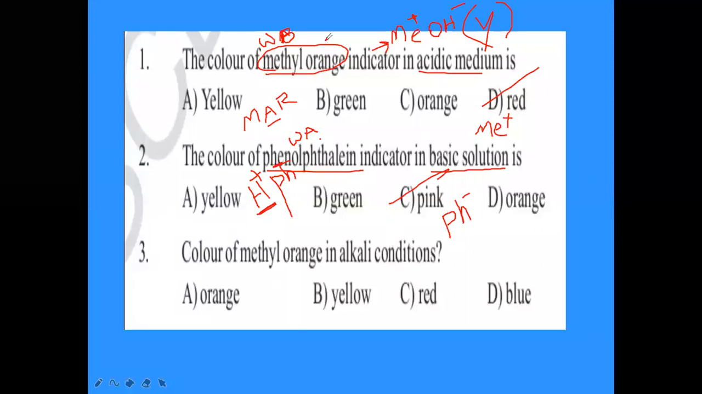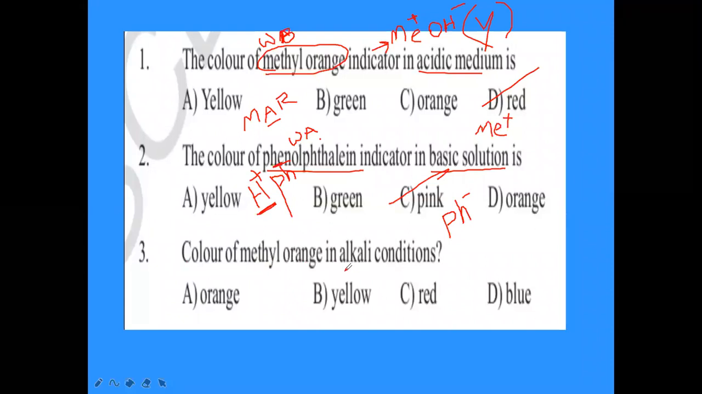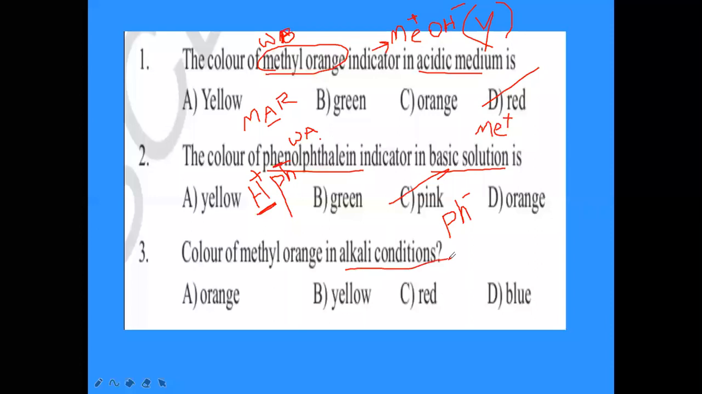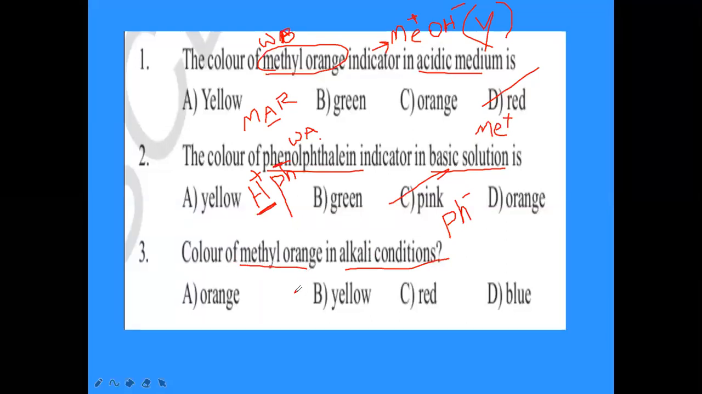Is that clear? So this is an important concept to understand. Now, next point. The color of methyl orange in alkali condition. Alkali means basic or acidic? Basic. Alkali means basic condition. In basic condition, what is the color of methyl orange? Yellow color. Why yellow color? The methyl orange is a base. We have taken a basic solution. In basic solution, methyl orange will not dissociate into ions. That's why yellow color will be there.